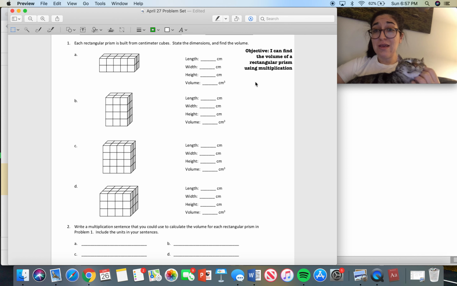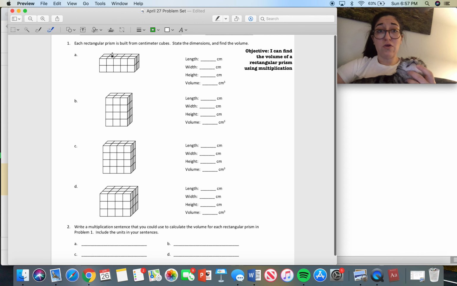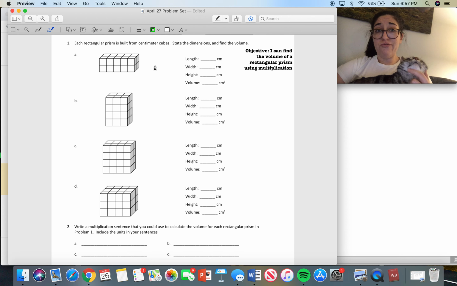So this is actually very similar to what Danya talked about, the way she likes to find the volume by multiplying all three sides, the length, the width, and the height. So that's exactly what we're going to do today, is we are going to start working on finding the volume of something by looking at the length, the width, and the height and multiplying them together. So let's look at this first one.